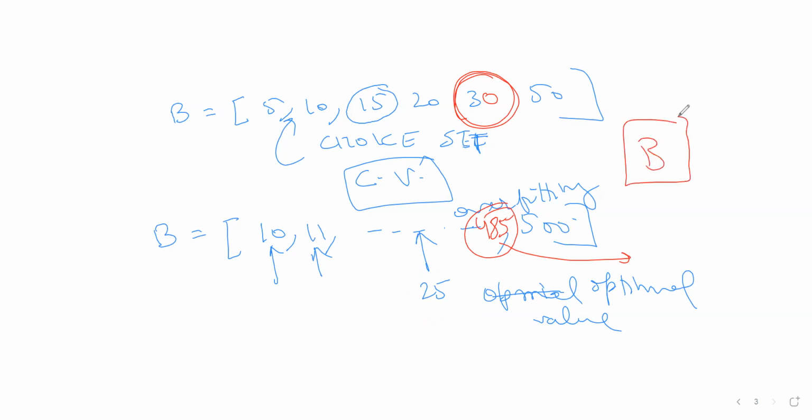Did you follow it? So basically it need not necessarily be in the middle. It can be at the initial phase or at the end phase of the choice set. It depends on the structure of the data.